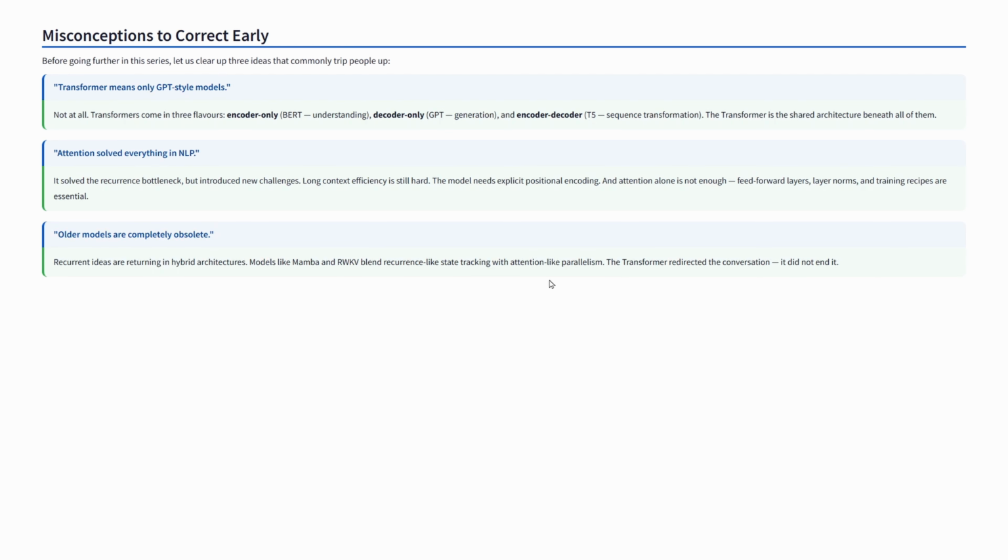And the third one, older models are completely obsolete. This is actually a fascinating development. Recurrent ideas are making a comeback. Models like Mamba and others blend recurrence-like state tracking with attention-like parallelism, trying to get the best of both worlds. They can process sequences efficiently like an RNN, but still train in parallel like a transformer. So the transformer didn't end the conversation about sequence modeling. It redirected it into a new territory.